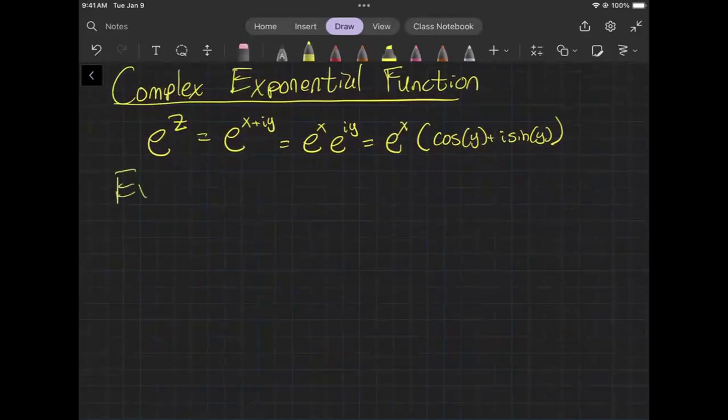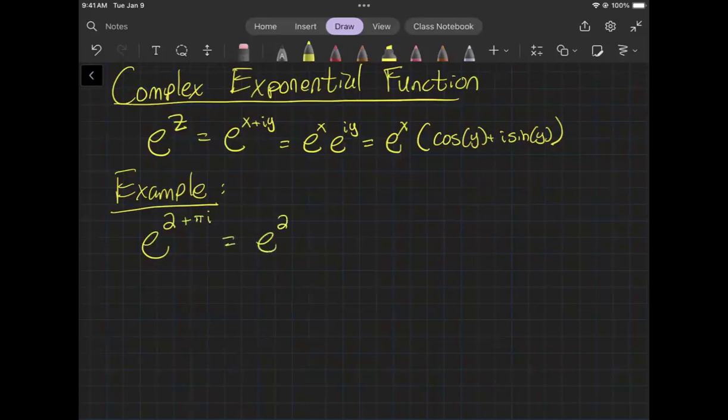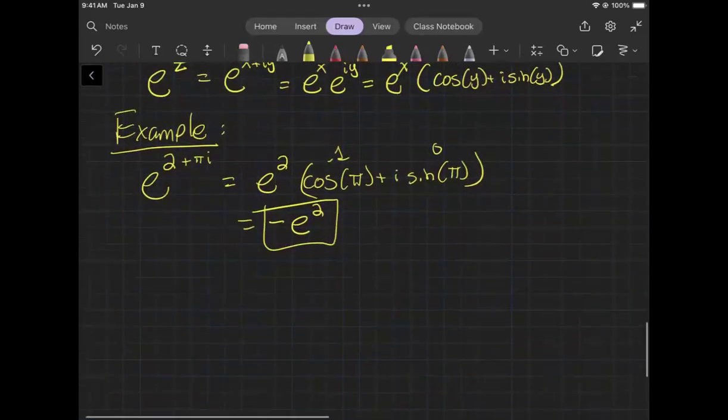Okay, so for example, if I were to compute e raised to the 2 plus pi i, well, this equals e squared times cosine of pi plus i times sine pi, right? Cosine of pi is minus 1 and sine of pi is 0. So we'll have minus e squared, okay?